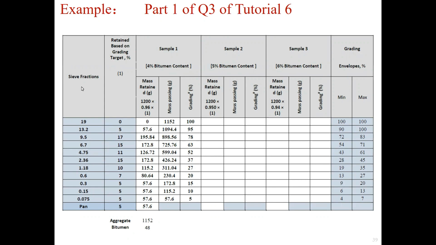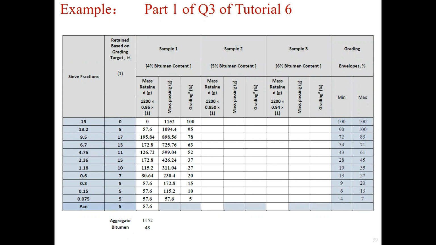The first column is the sieve size, and the second column is the percentage of the weight retained based on the grading target from the Fuller and Thompson formula. Normally, the first 2 columns and the last 2 columns are given. For sample 1, firstly, we need to work out the mass retained. So we use 1,200 grams times 96% or 0.96 times the values in column 2.